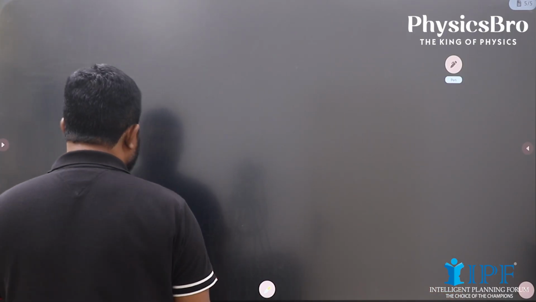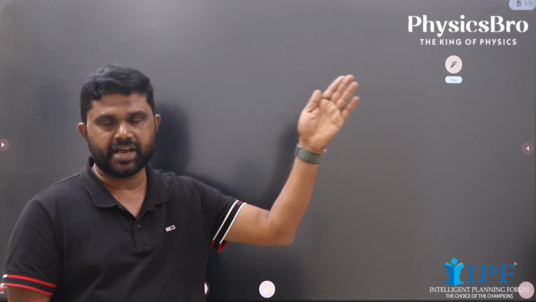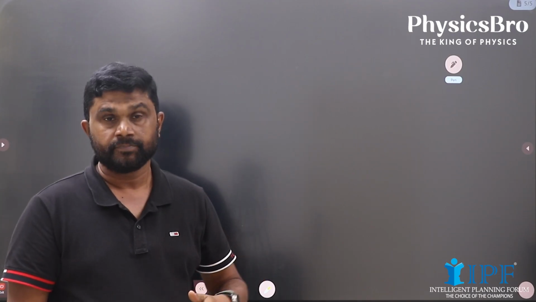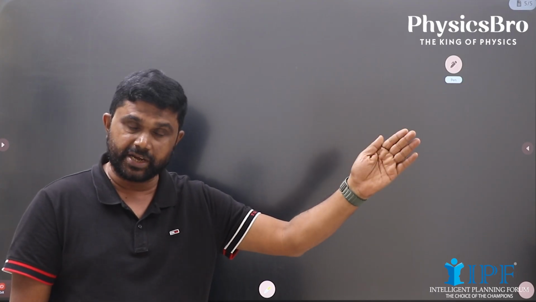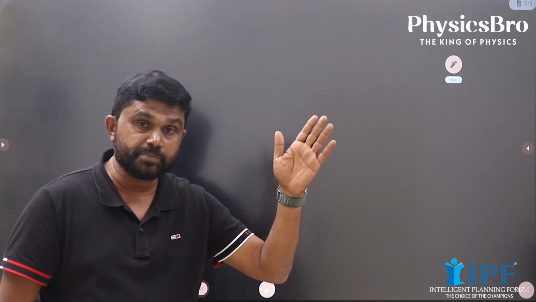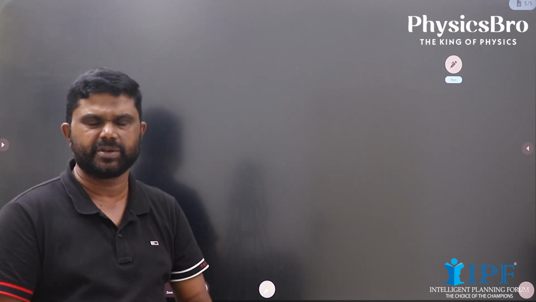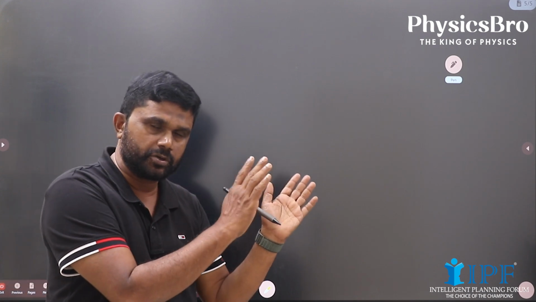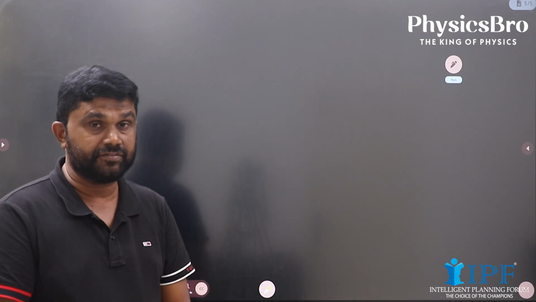Children, see, in mechanics, velocity time graph means velocity is plotted along the y-axis and time along the x-axis. Displacement time graph means displacement along y-axis, time along x-axis. Velocity displacement graph means velocity along y-axis, displacement along x-axis. Means first quantity will be plotted along the y-axis and second quantity along the x-axis if not specified otherwise.